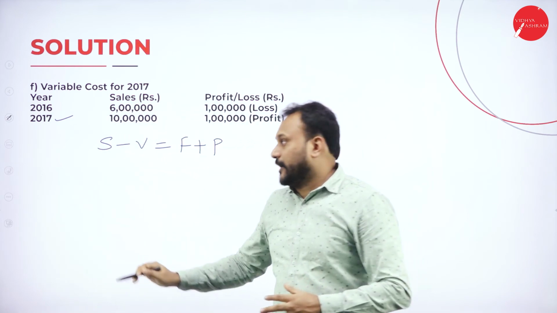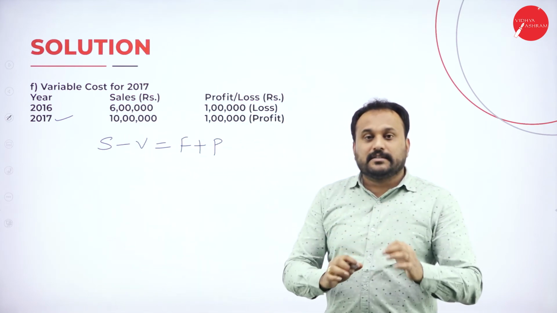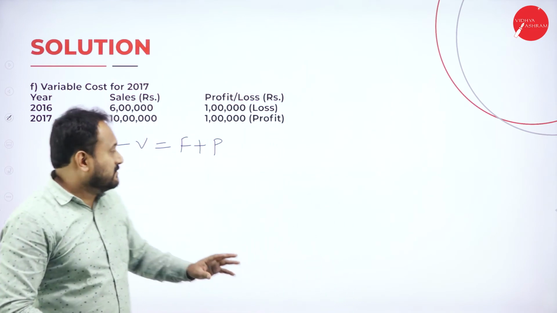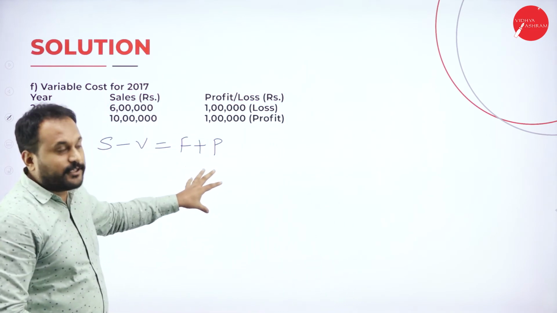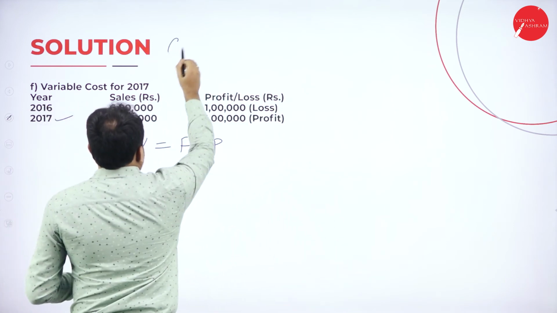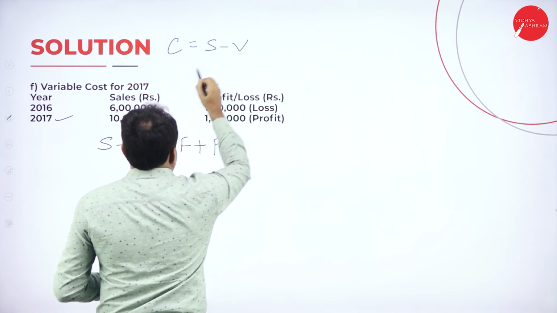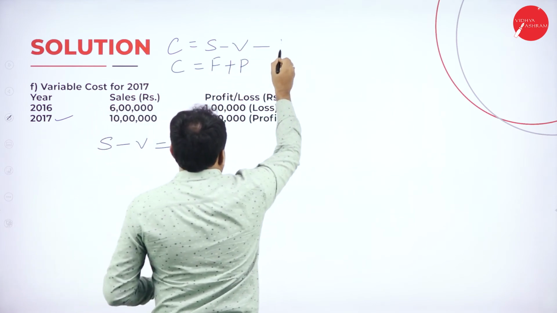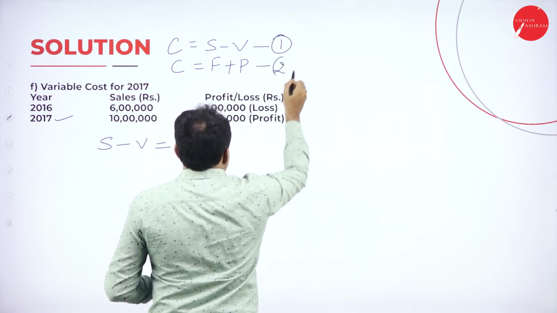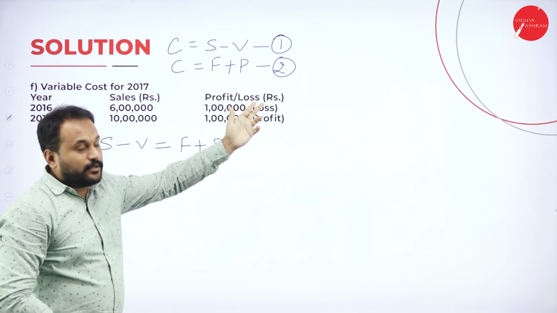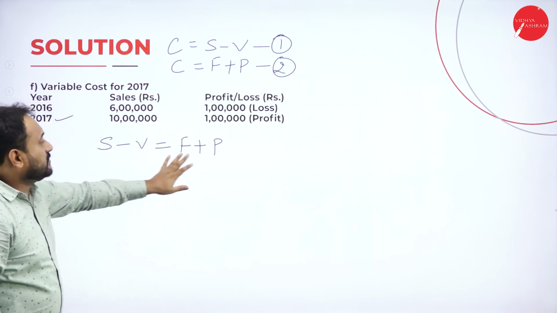Sir, how did we arrive at this formula? Watch sessions 1, 2 and 3. You will get the contribution formula. I have substituted the contribution formula here. Let me write the contribution formula for you. Contribution is equal to S minus V. Contribution is equal to F plus P. When both are equal, combining 1 and 2, S minus V is equal to F plus P.